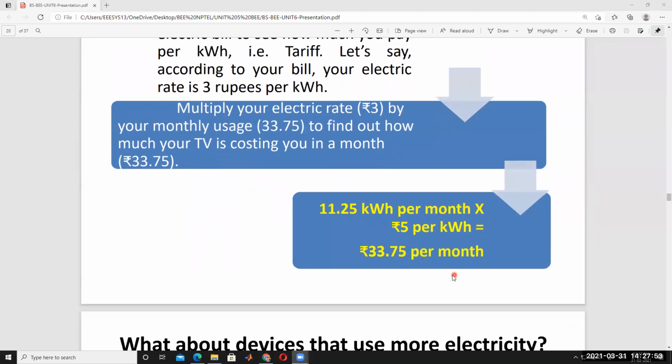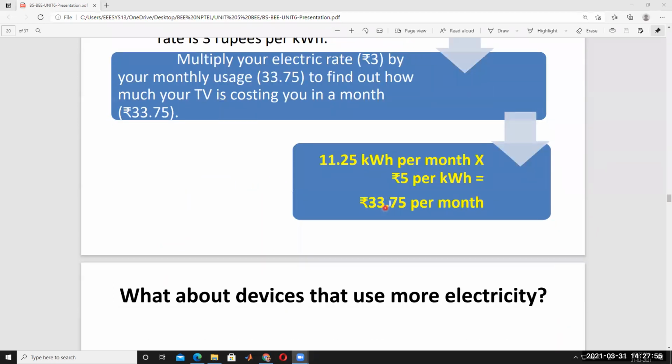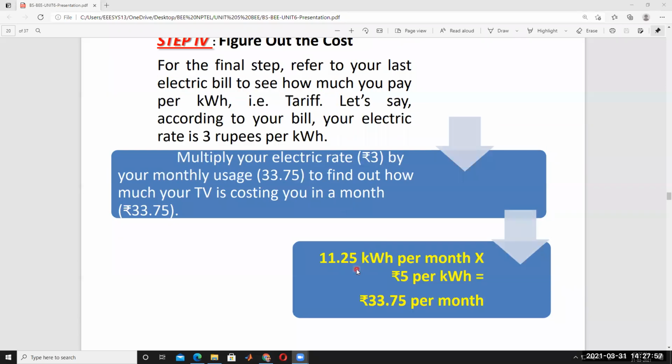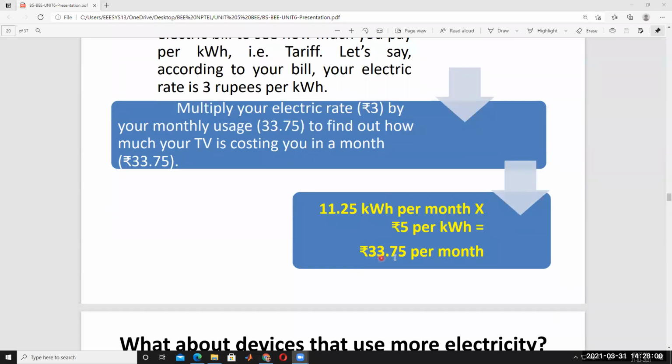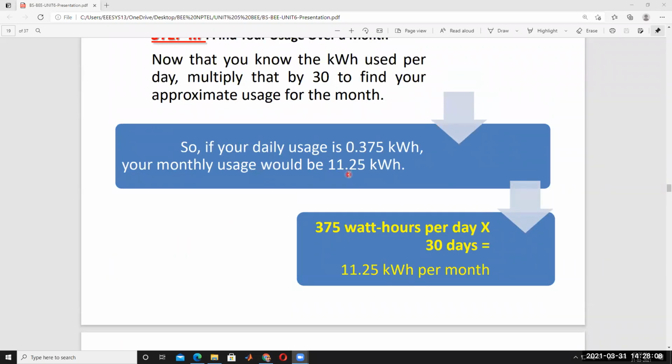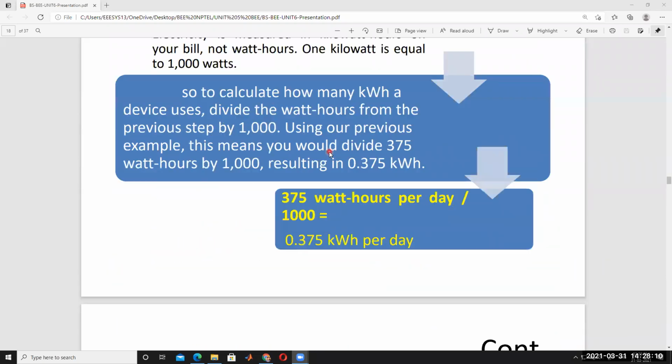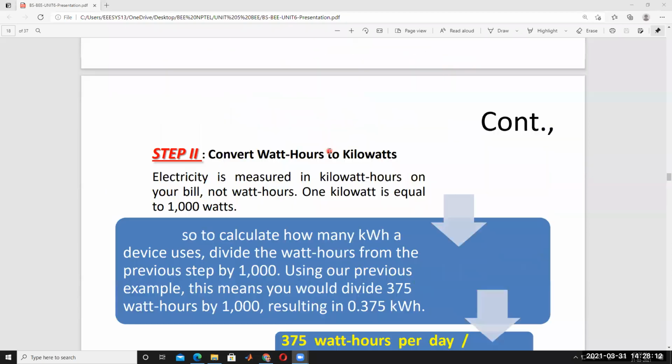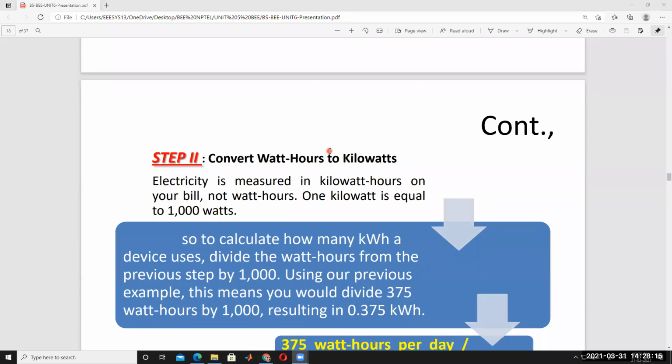Like this, we get the total monthly cost of using the television: 33.75 rupees per month, for only one television. So this is the way we have to calculate how our television is consuming energy and how much we are paying.